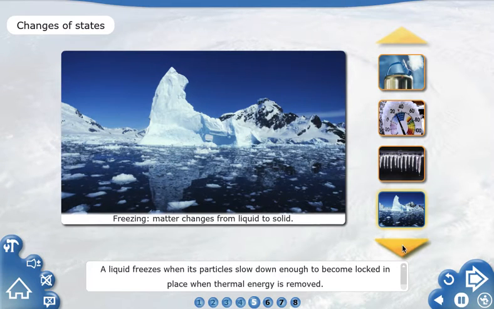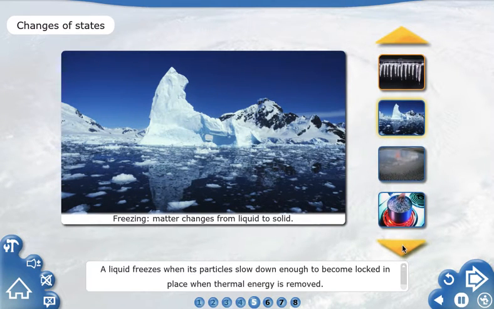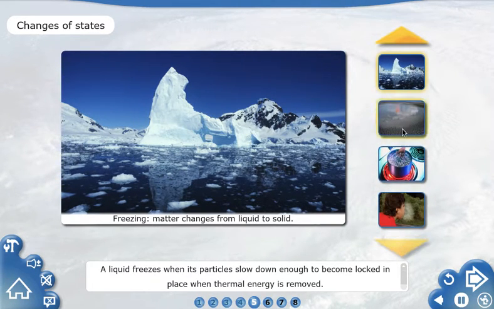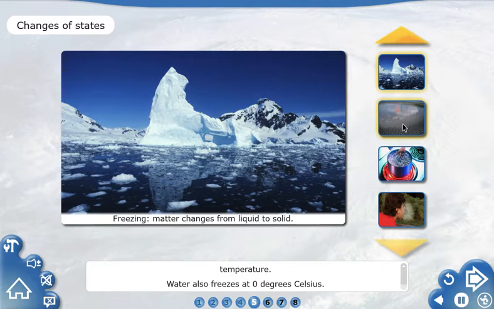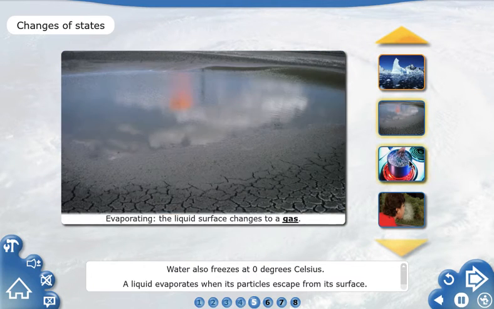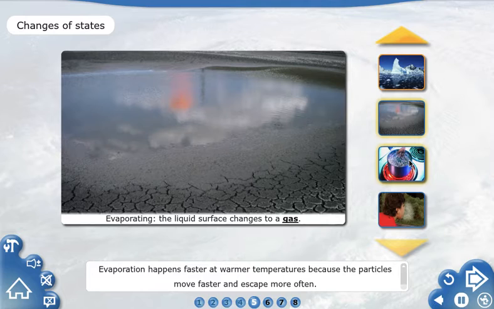A liquid freezes when its particles slow down enough to become locked in place when thermal energy is removed. The freezing temperature of a substance is the same as its melting temperature. Water also freezes at 0 degrees Celsius. A liquid evaporates when its particles escape from its surface. Evaporation happens faster at warmer temperatures because the particles move faster and escape more often.